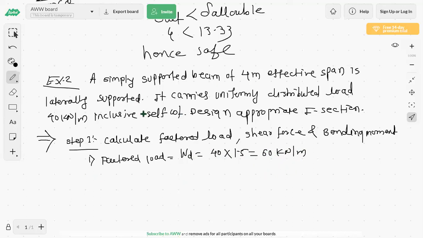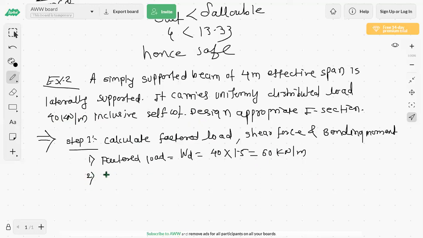Because here the load is given, not a factored load. Where is it written here? The 40 kilonewton per meter is the factored load? No. So this is maybe service load or working load. So here we have calculated the factored load. WD is 40 into 1.5, which is 60 kilonewton per meter, the factored load.